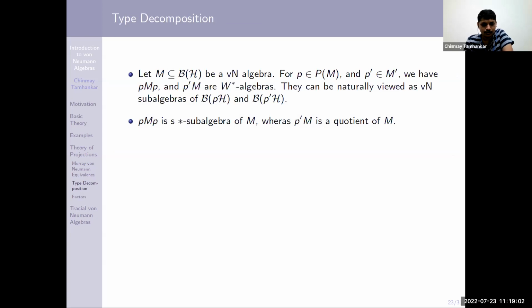And now we will go to what is called type decomposition. We will define some types of von Neumann algebras. Let M be a von Neumann algebra, let P be a projection in M, and P dash a projection in the commutant of M. Note that the commutant of M is also a von Neumann algebra. Then we have that PMP and P dash M are both W star algebras, and they can be naturally viewed as von Neumann subalgebras of the bounded linear operators on PH and P dash H respectively. PMP is a star subalgebra of M, whereas P dash M is a quotient of M.